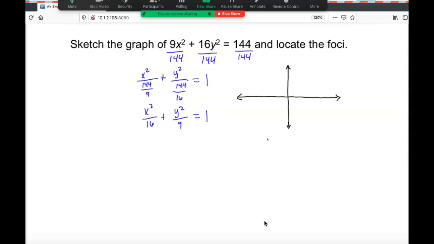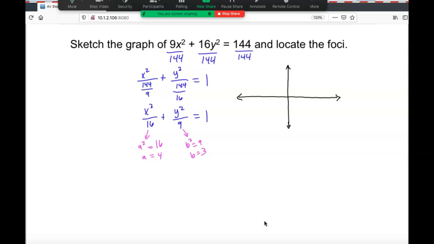All right, so remember that these denominators are a squared and b squared respectively. So from that, I can tell that a squared is 16, so a is 4, right? From this, I can tell that b squared is 9, so b is 3. And remember, those are just the distances from the center to a vertex of the major and the minor axis, respectively. So in this case, to graph this, I'm going to start at 0.